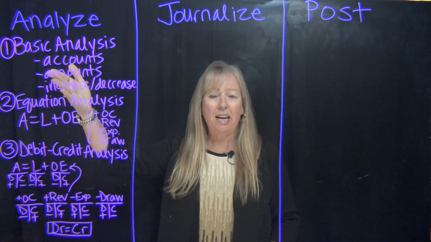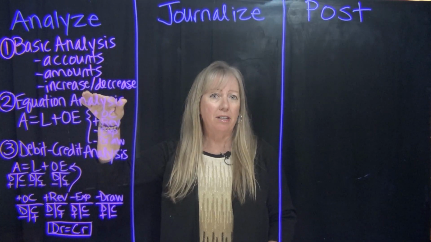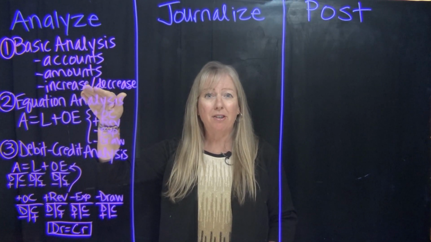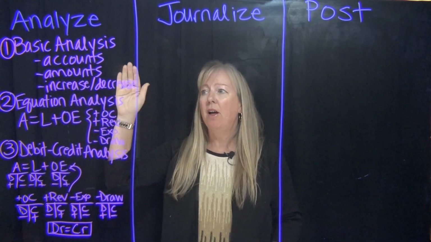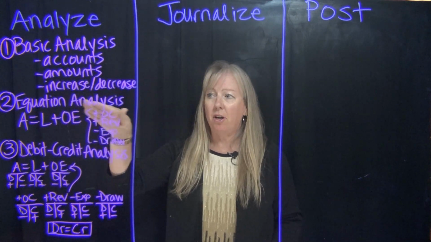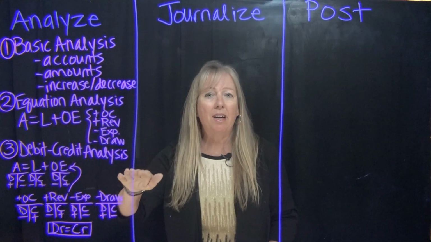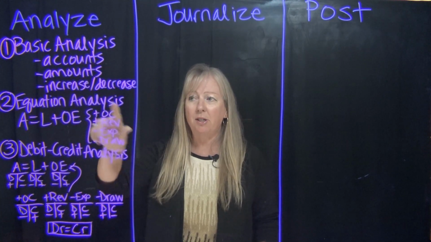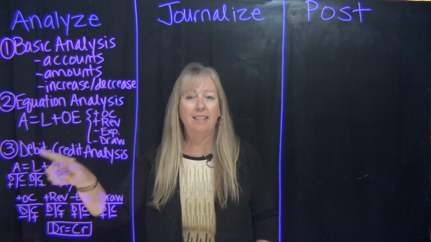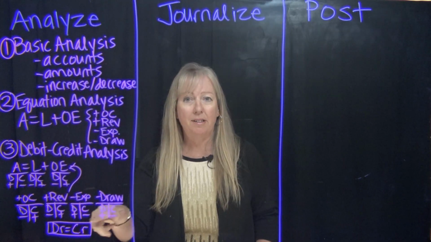Basic analysis, we had to remember the accounts, the amounts, and the increases and the decreases. Every time we read a transaction, that's the thinking part. We want to check in with the equation. The equation analysis is make sure the left side equals the right side. Then we looked at debit and credit analysis. We interpreted each plus and minus into is it a debit or a credit, ensuring that debits equal credits.